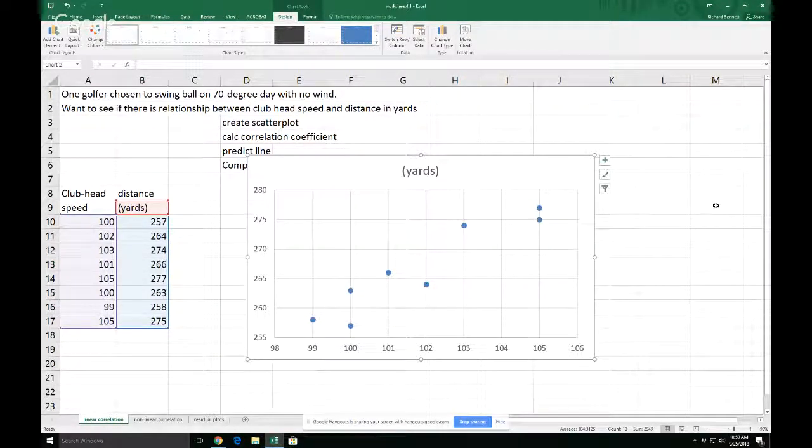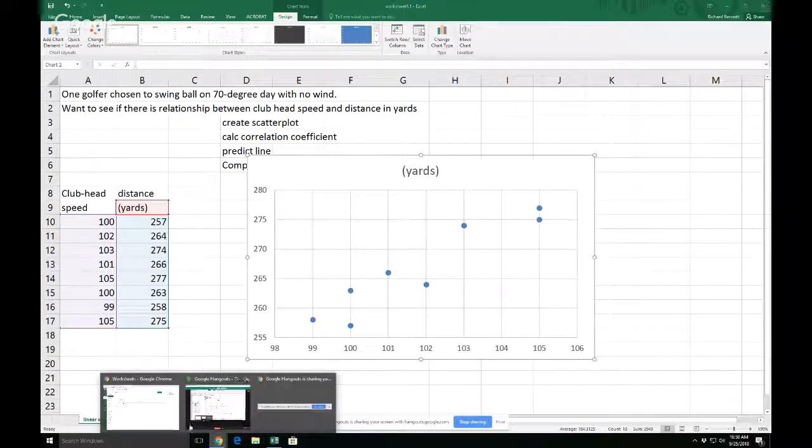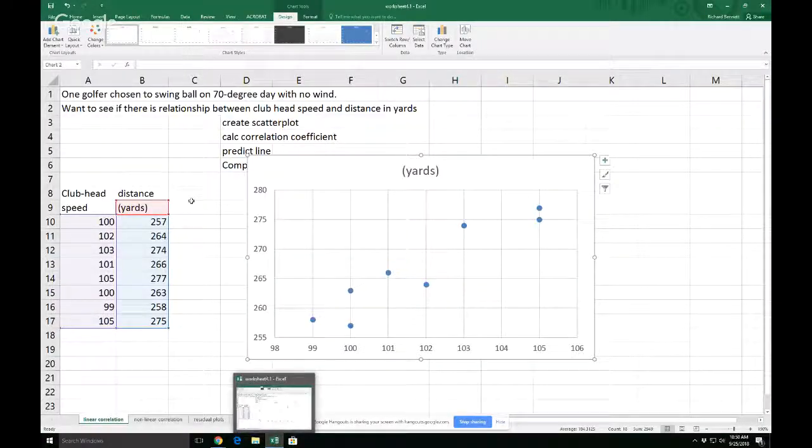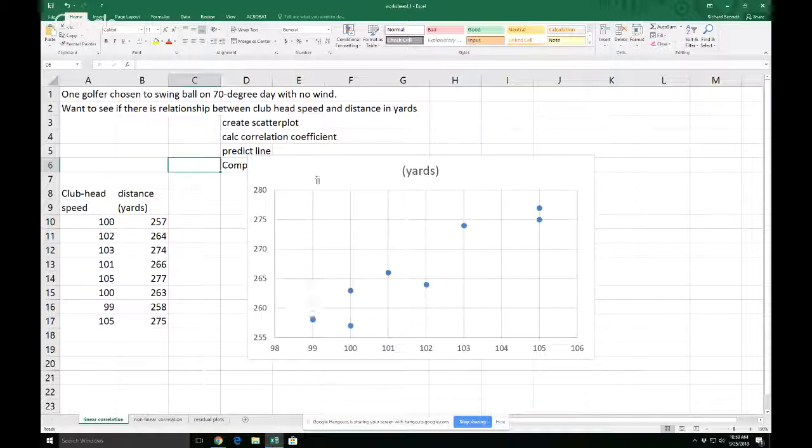Did you just post these? It's called Worksheet 4.1. Do you not see it? Worksheet 4.1. The one I uploaded there is not the right one, but it'll work. It's got a lot of the stuff there.